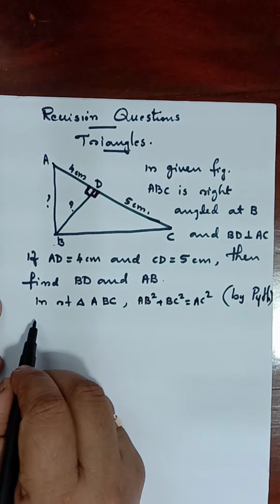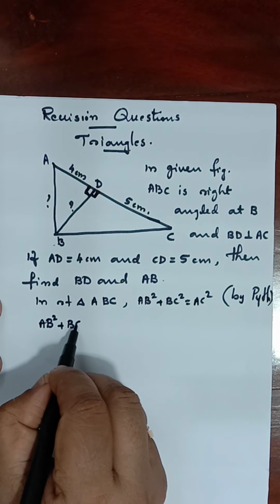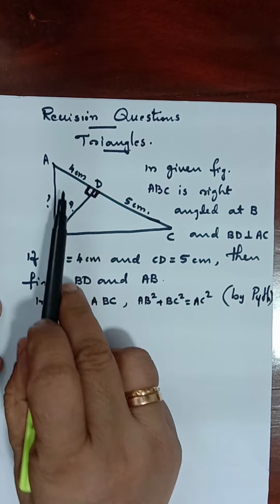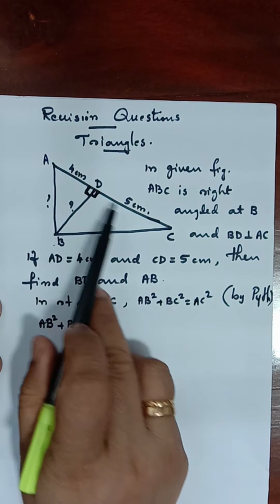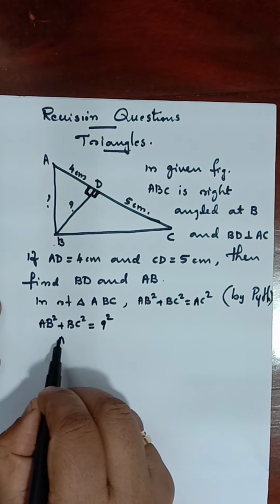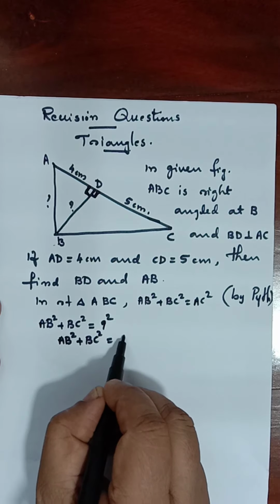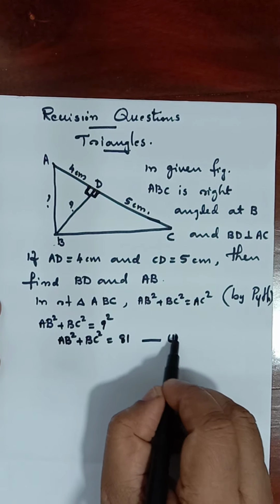Okay. Now substitute: AC is 4 plus 5, that is AC equal to 9. AC square is 9 square. Therefore, AB square plus BC square equal to 81. Let it be equation number 1.